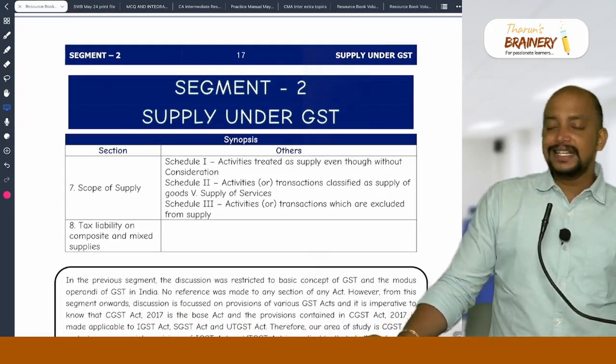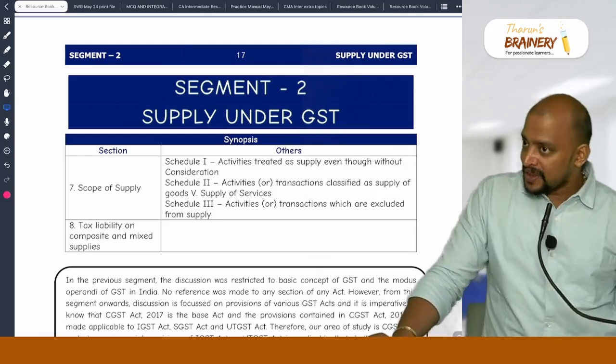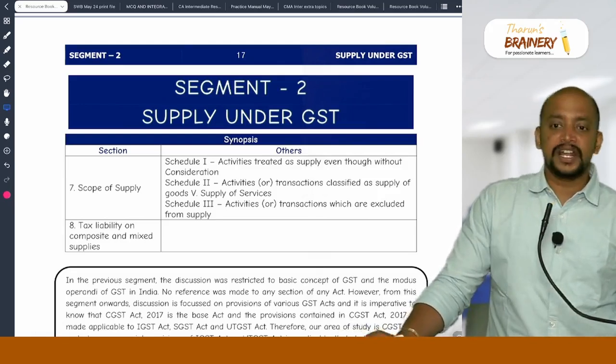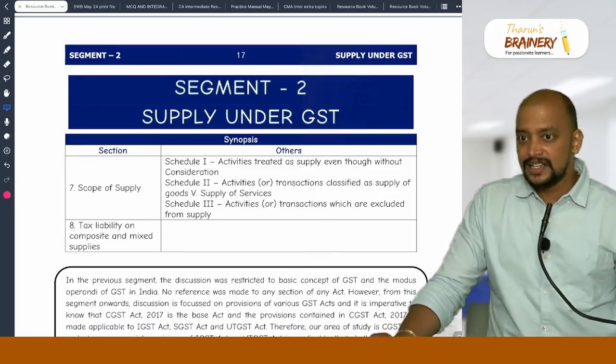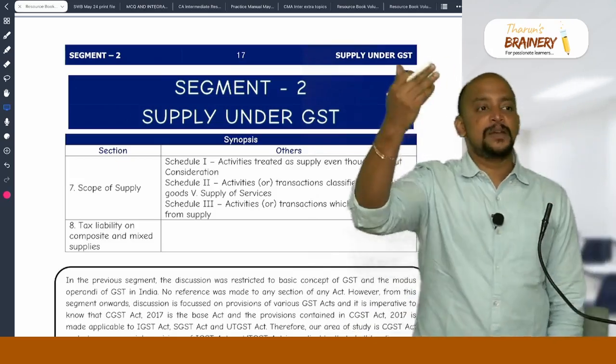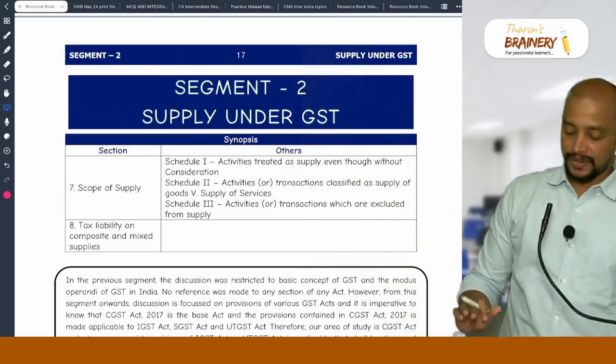And from CA final exam point of view, this introduction to GST will not be tested because it is not given as a chapter, it is given as an appendix. But you should be knowing few points in this, maybe somewhere in MCQ or else it may be useful.